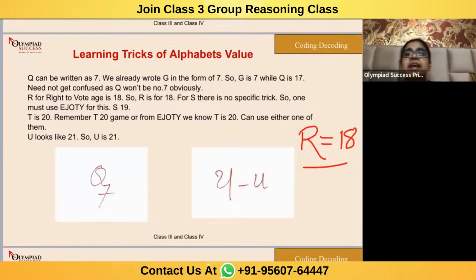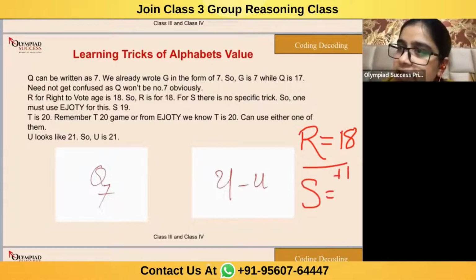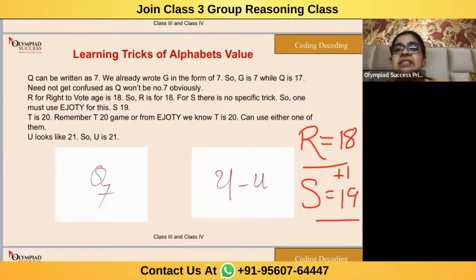Thank you. Then next we have S. So again, plus 1. 18 plus 1 is 19, and 19 is S. T20 matches. T stands for 20. You can also remember it from Ijoti, or directly as T20 matches. And if T is 20 and U comes just after 20, then U becomes 21.